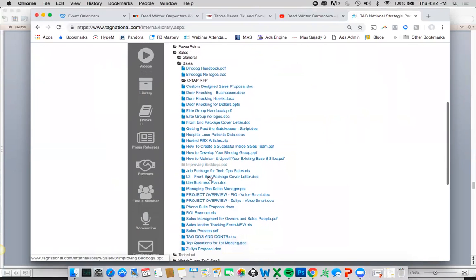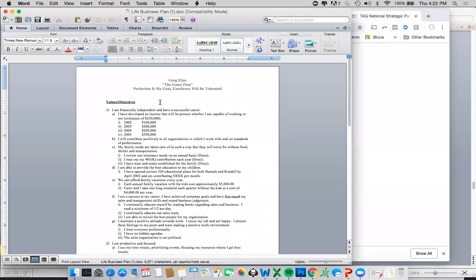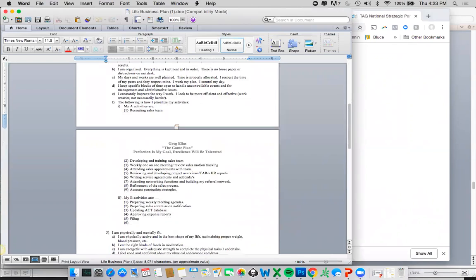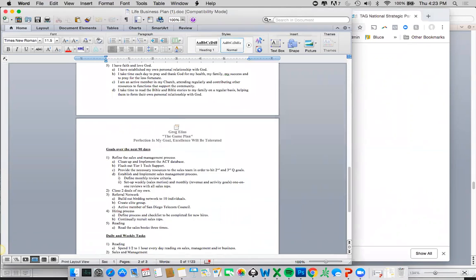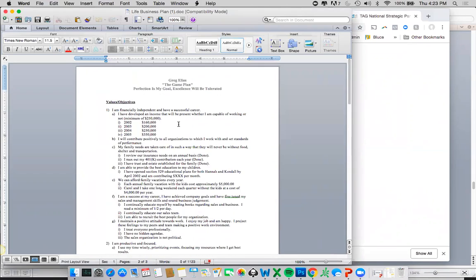Sales, life business plan. There you go. Okay, so this one's Greg's. So this is basically all of their goals: physically and mentally fit, goals for the next 90 days, daily and weekly tasks, everything.